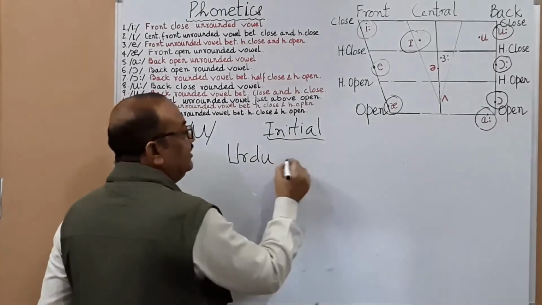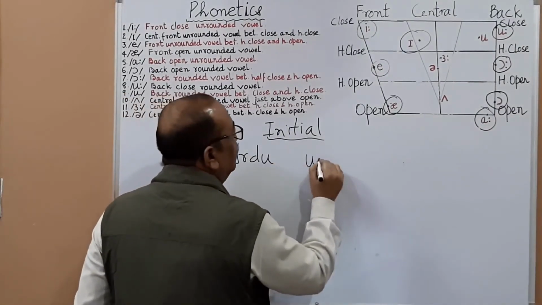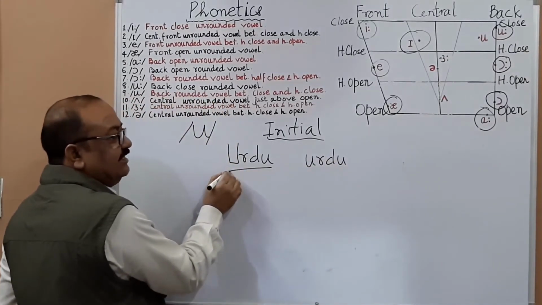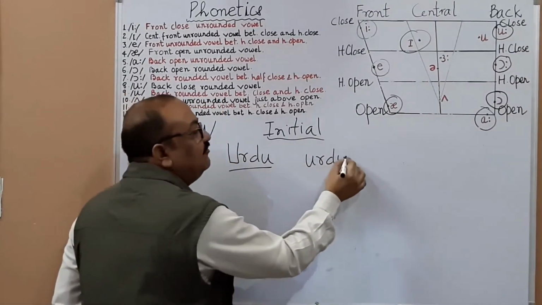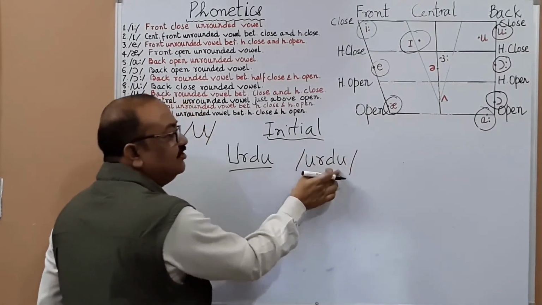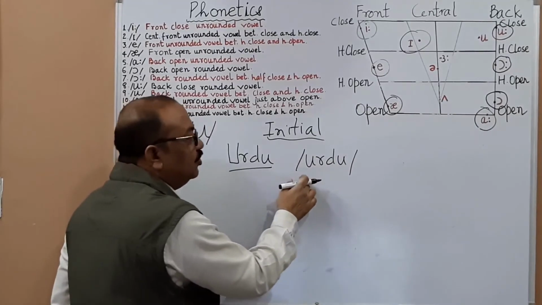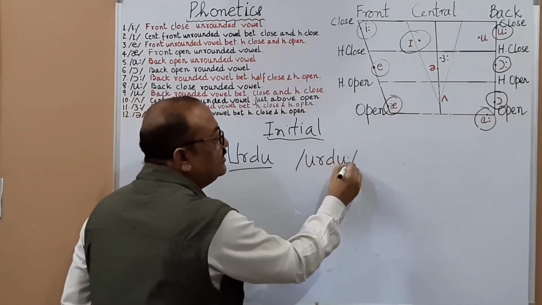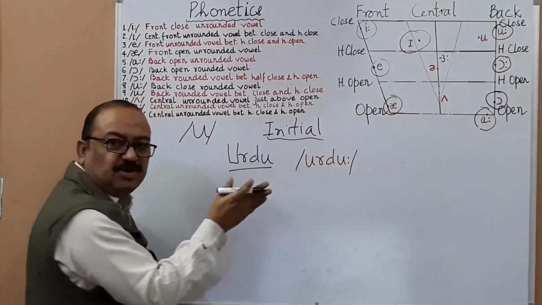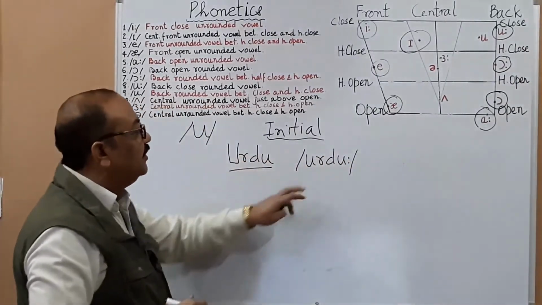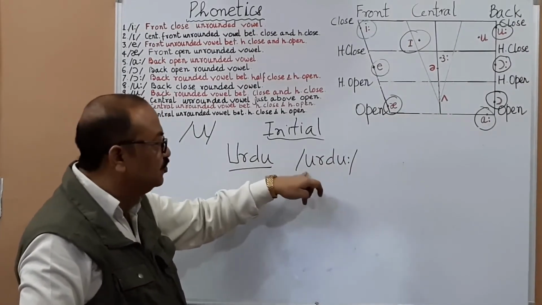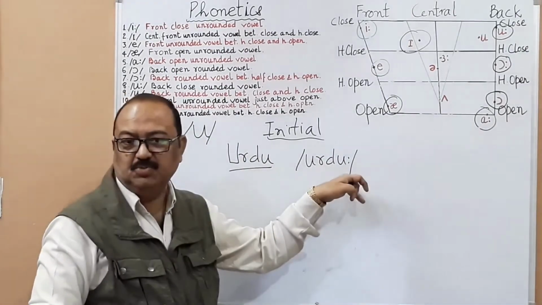How will you write it? The way you write it in the English language, the same you write phonetically also, using the international phonetic symbols. Urdu, and this one is prolonged. This is how we say Udu. This one is short, and so incidentally you have both the U's here, the short as well as the prolonged one.